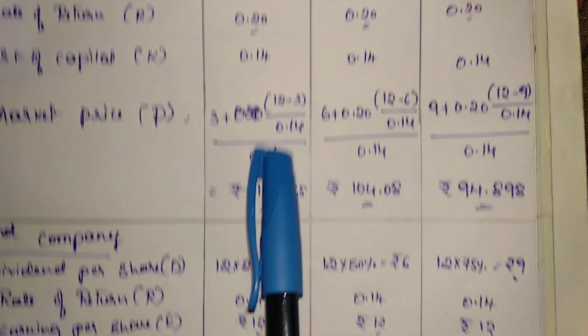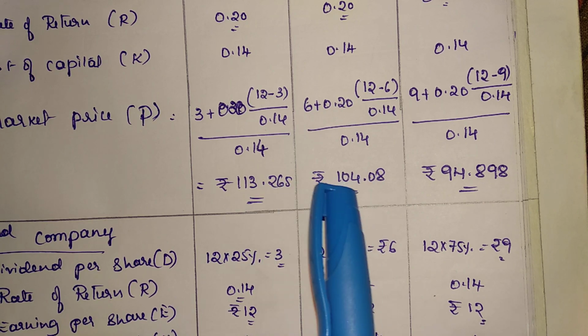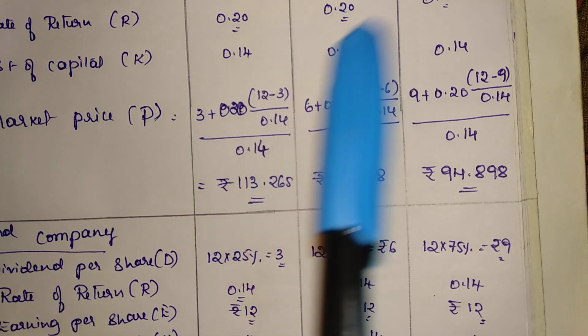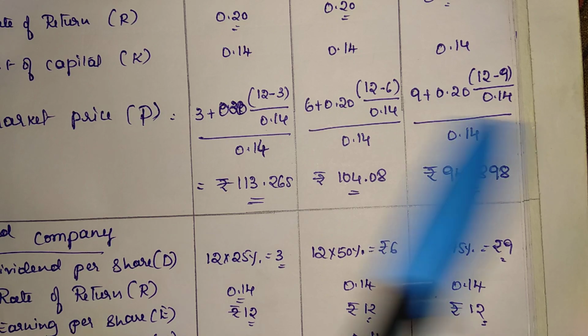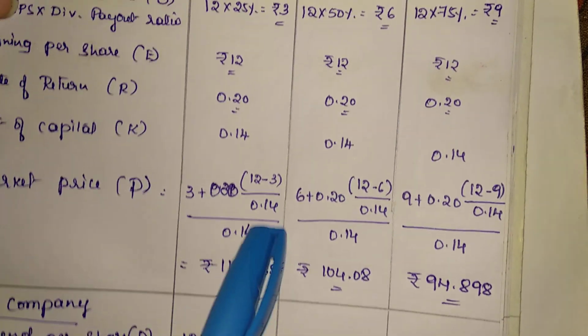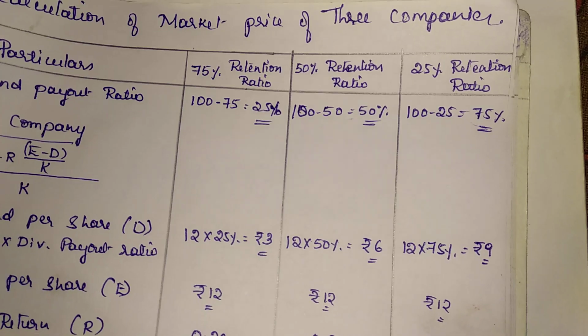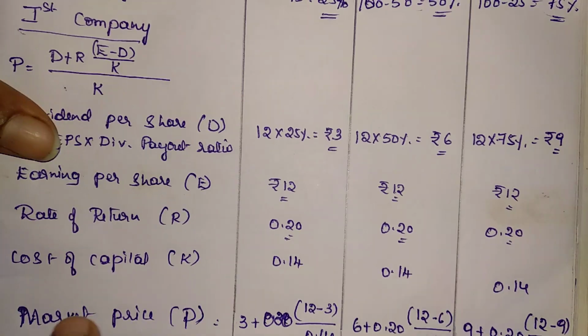And in the first company, the market price keeps declining when the dividend payout ratio or dividend per share increases. That type of company is called a growth firm, because investment is more and payout ratio is less. So this first company is a growth company.